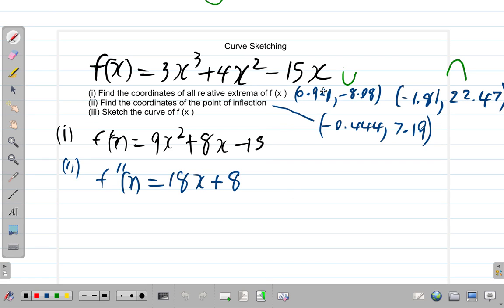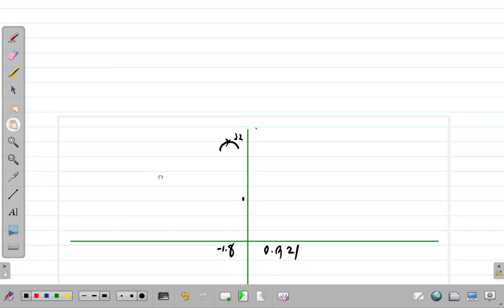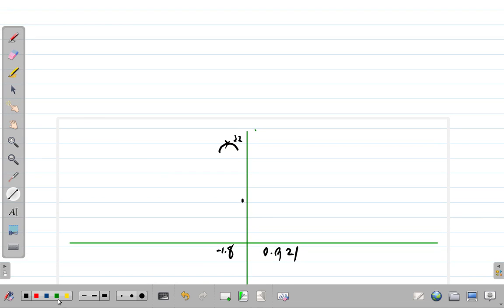Now we need something else here. The point of inflection is at negative 0.444, 7.12, about there. Alright, the point of inflection is somewhere about here. Let's move the negative 0.8 further up. This is 22, so we want to move it further up as well.